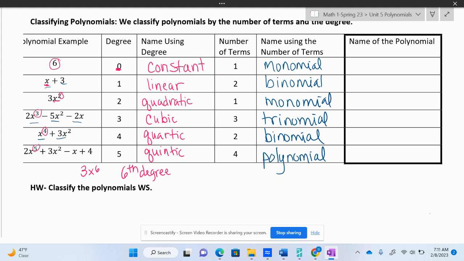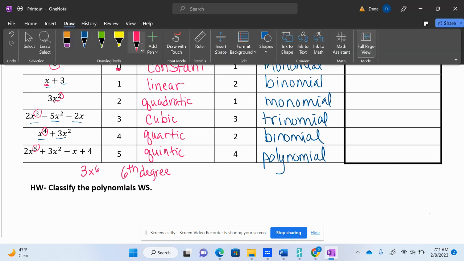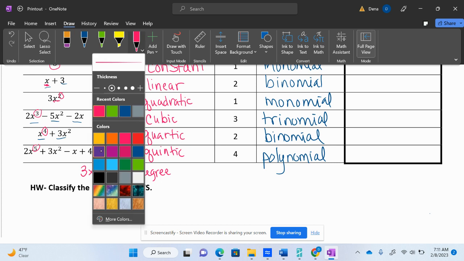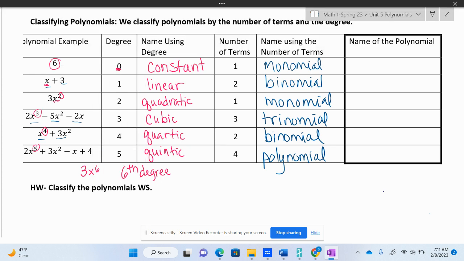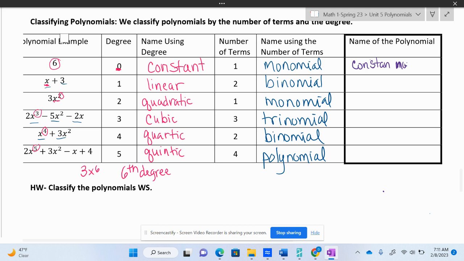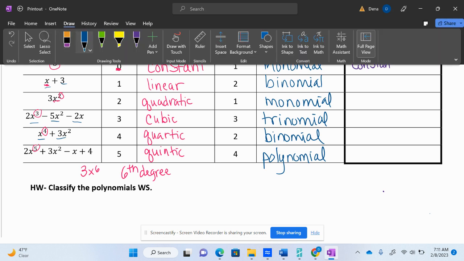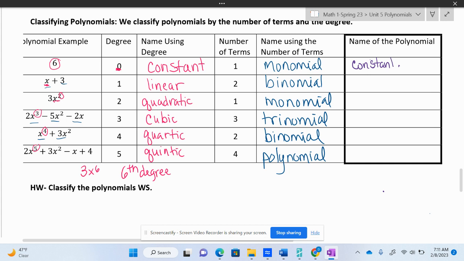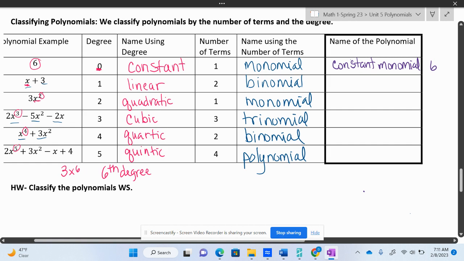So now we're going to name each of these polys based off of their degree and their number. So this is called a constant monomial. Whoops, I spelled that wrong. Hang on a second. So this is a constant monomial. So I'm referring to the number 6, okay? The number 6 is a constant monomial.